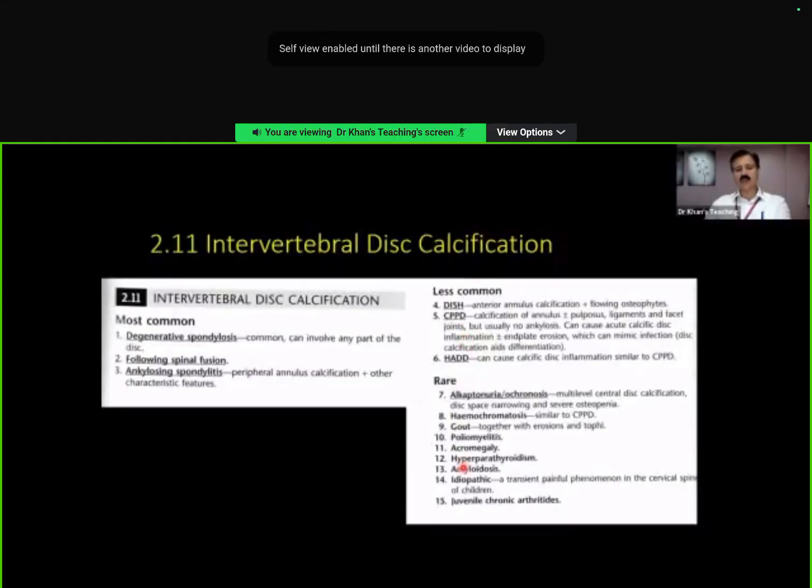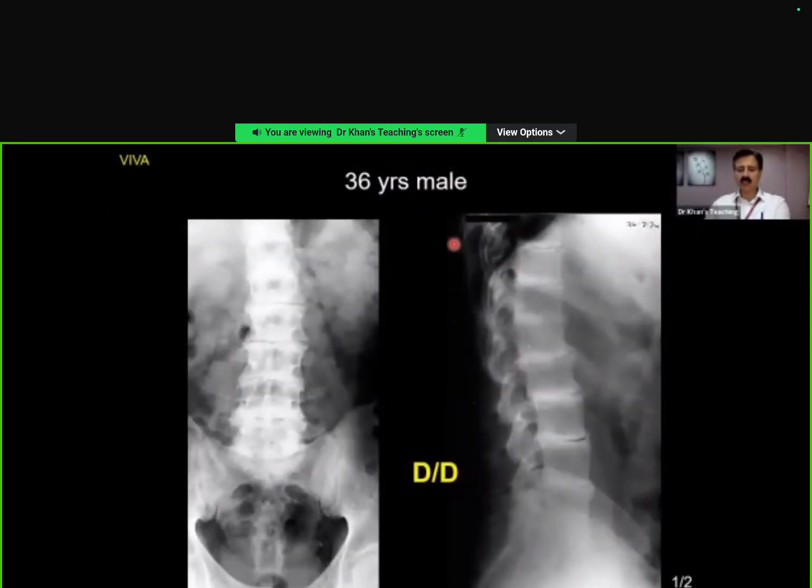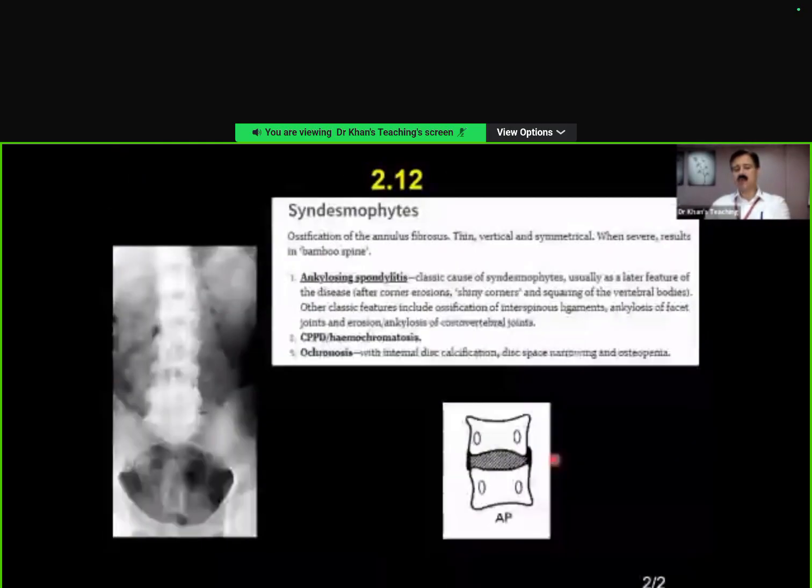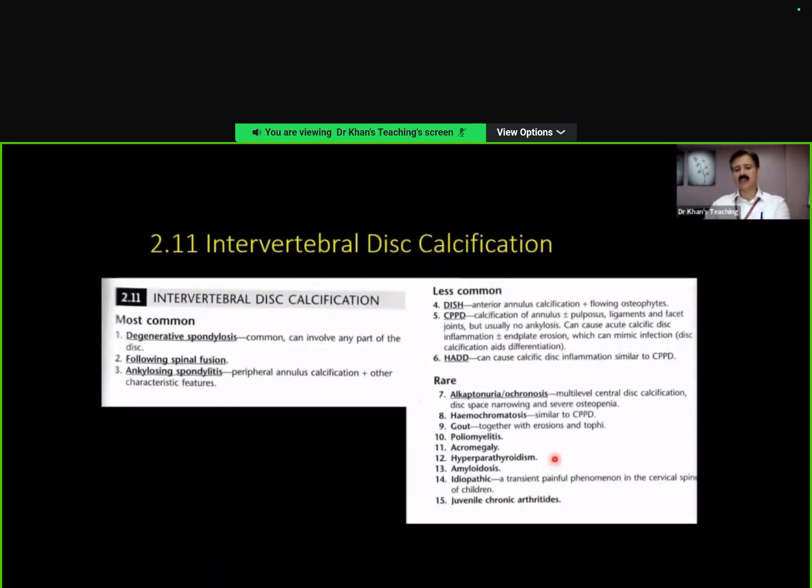But having said that, if you start having a debate, what can it be? And believe me, in a 36-year-old, because this is what is happening in the exam. This film, this sex, this age, this is what they want to talk about. Why is there so much degenerative change? And why is there disc calcification? And Alkaptonuria will be up there as the diagnosis. And other things you can rule out because of X reason or Y reason. So this is the type of thinking you should have.